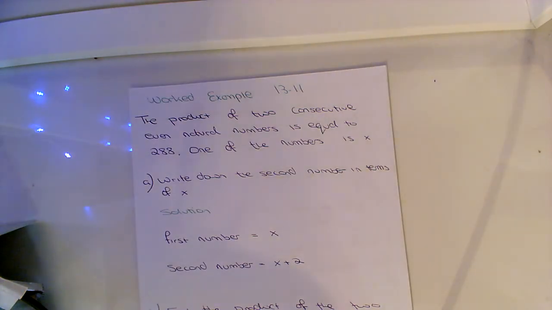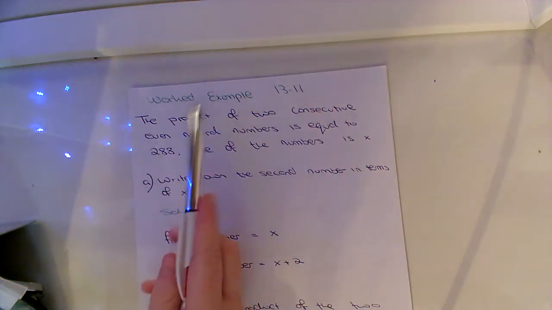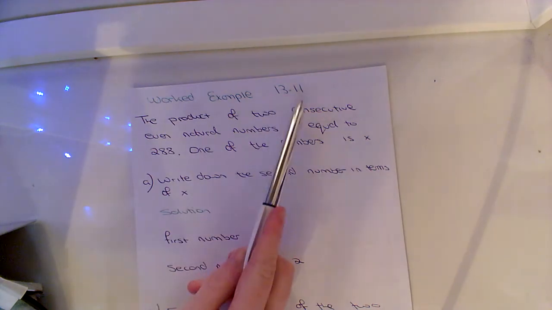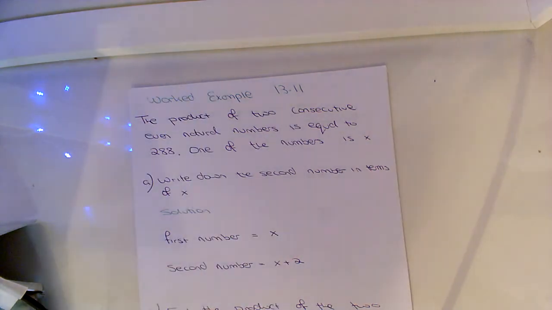Hello, so today I'm going to go through worked examples. So I have worked example 13.11. This one says the product of two consecutive even natural numbers is equal to 288. One of the numbers is x.